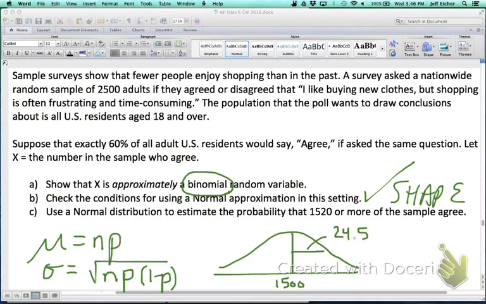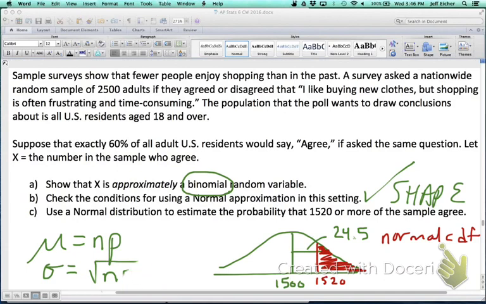So my probability that we're at 1520, that's within one standard deviation, 1520 is my boundary, or more would be shading all under here. And to find the area or the probability of that happening, we would use normal CDF. Remember to label the normal CDF option.